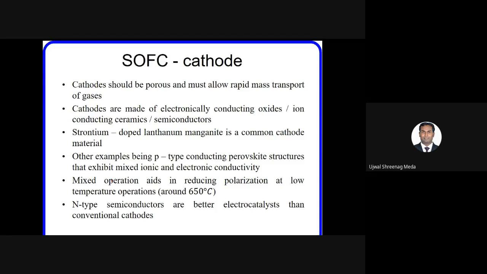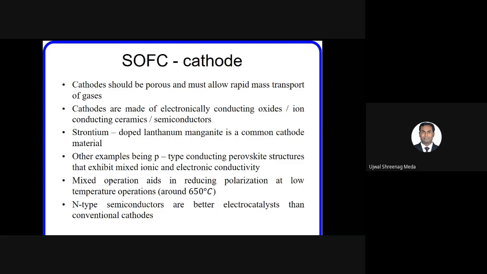So usually electronic property is encased here. One general requirement is it should be definitely porous, highly porous, which can enable rapid mass transport of gases. Usually cathodes are made of electronically conducting oxides or ion conducting ceramics or semiconductors. Semiconductor materials are usually used for cathode materials. One common example is strontium doped lanthanum manganate, a common cathode material.